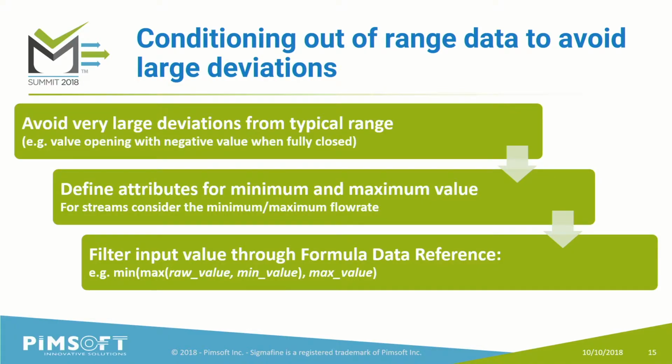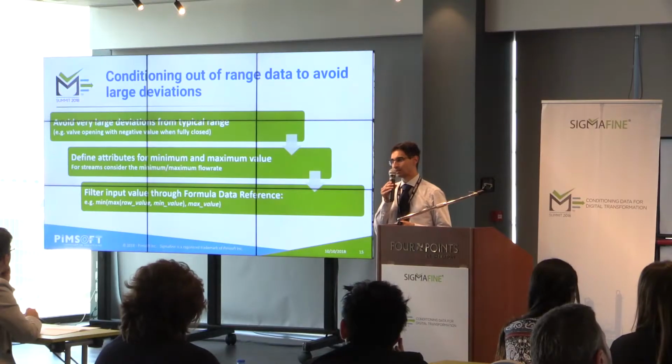In case of deviation, you can decide to clip the data between a minimum and a maximum, and you can put this into some attributes. So you can put this validation rule automatically in the template so that it's applied everywhere. Or you can do the same but directly on the PI data.